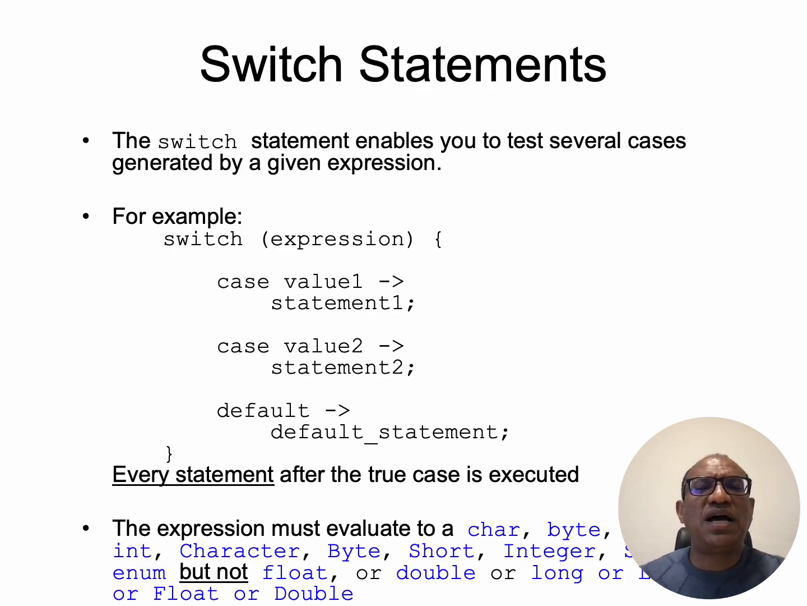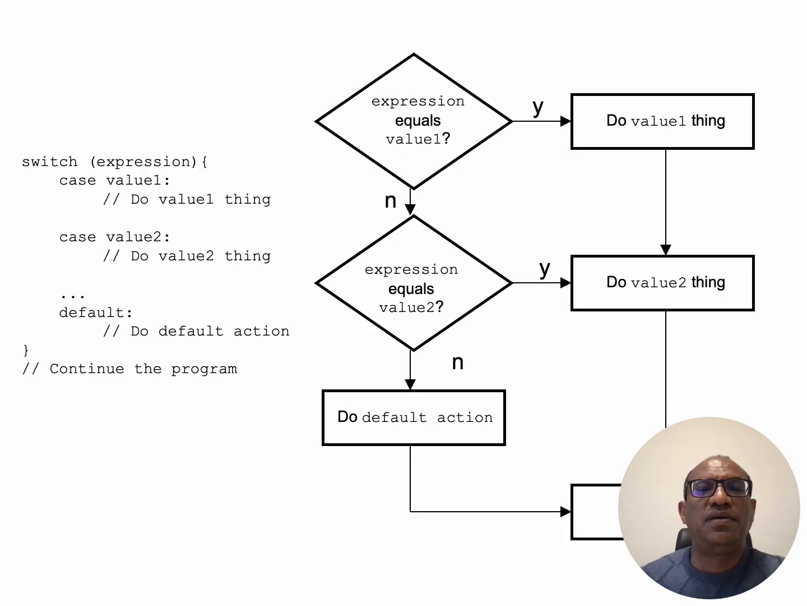The switch statement allows us to test several cases for a given expression, making code more readable than multiple if-else statements. The expression must be of type char, byte, short, int, string, enum, but not float, double, and long. Switch statements are often faster than chained if-else statements. The flow diagram for the switch statement is as shown in the slide.